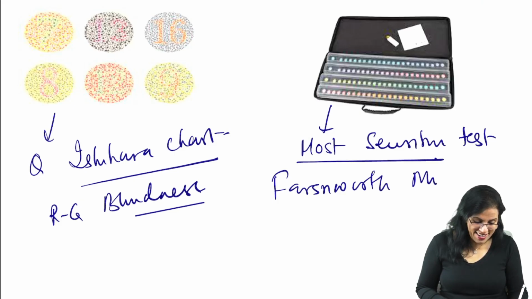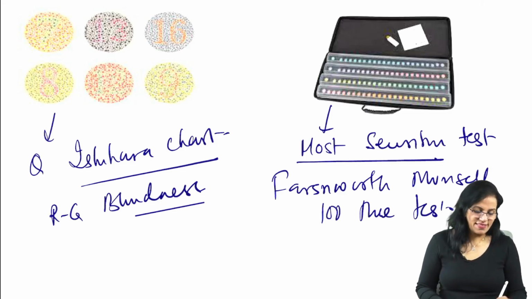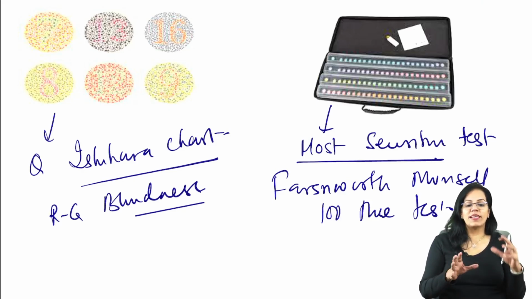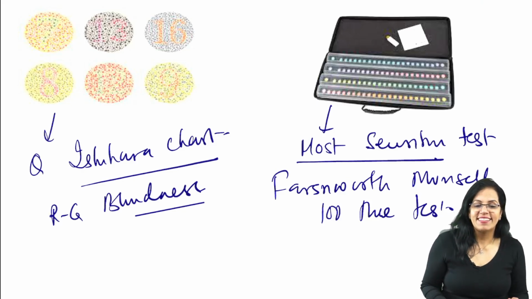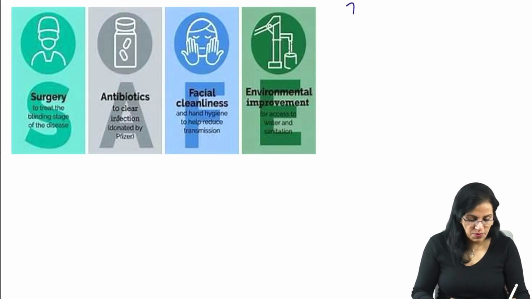the Farnsworth-Munsell 100 hue test. Okay? But these are not actually 100 hues, there are only 85 caps. Okay. And what is this? Of course, you all know this is a repeated question.